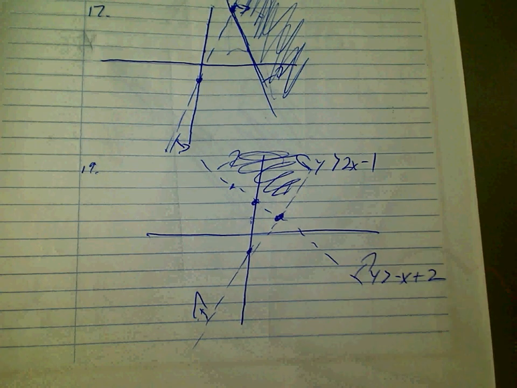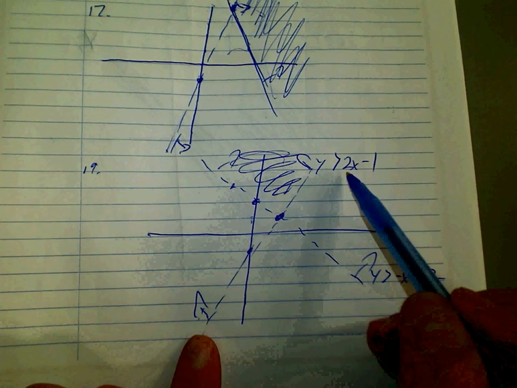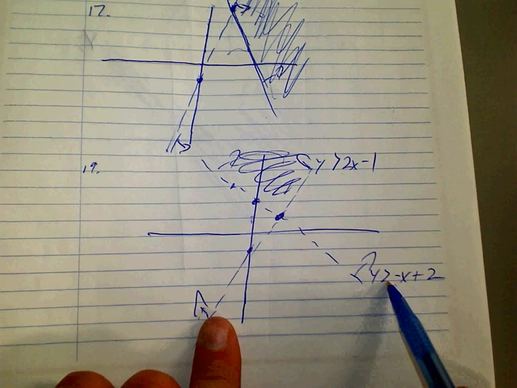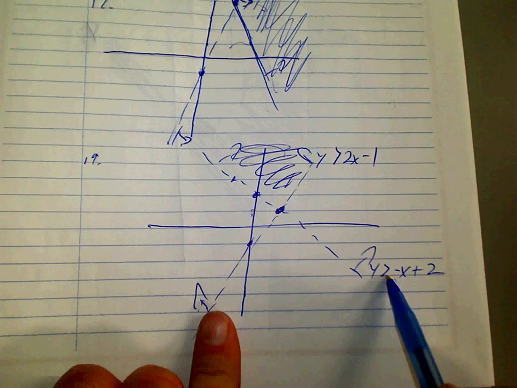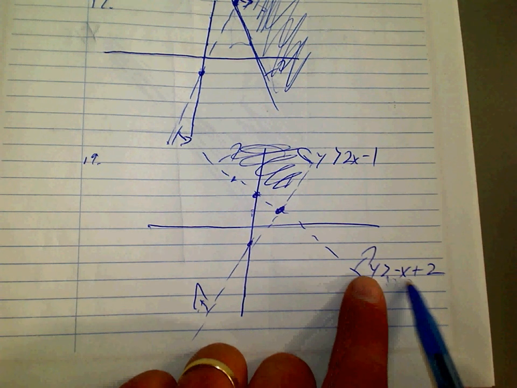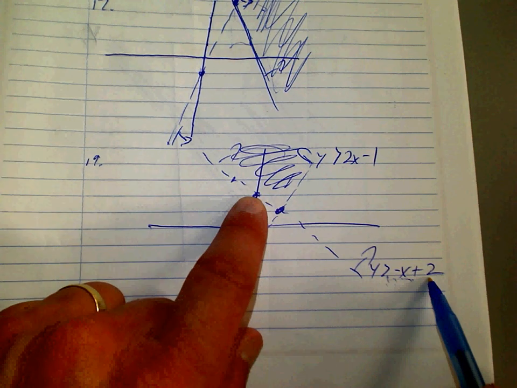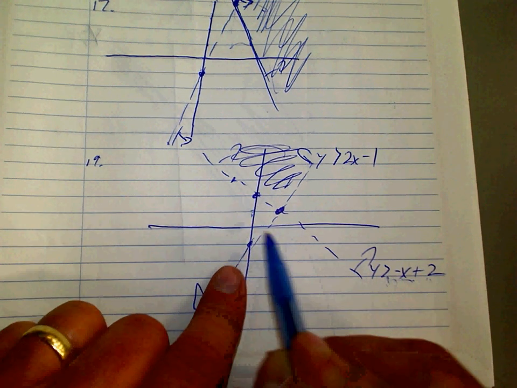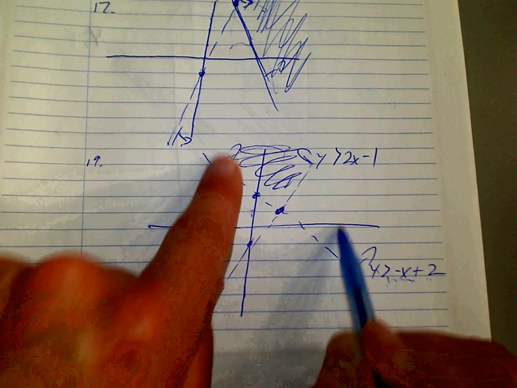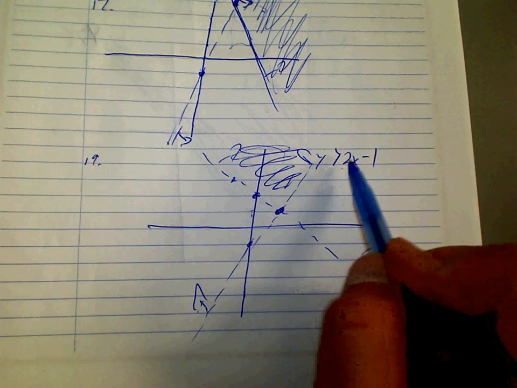Okay, 19. 19, the first line is this one. You subtract the x. Positive 2 is a y-intercept. Negative 1 is a slope. Down 1 over 1. It's dashed, shaded above. The second line is this one right here.